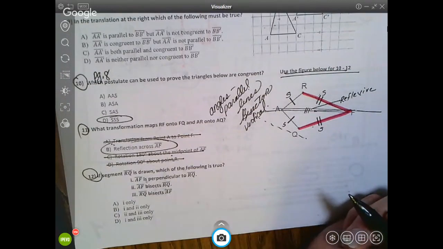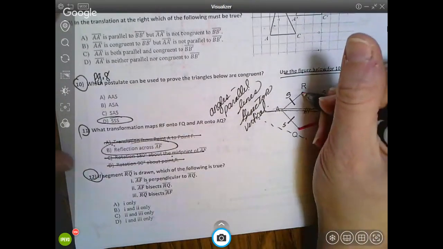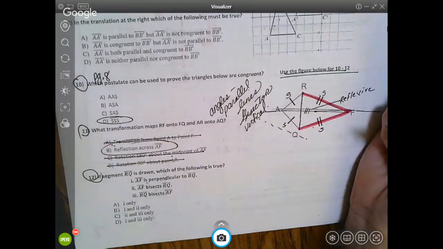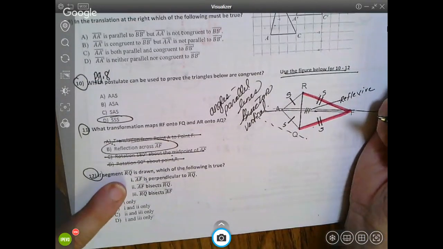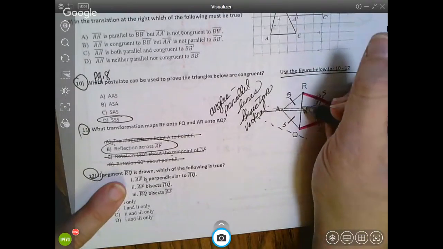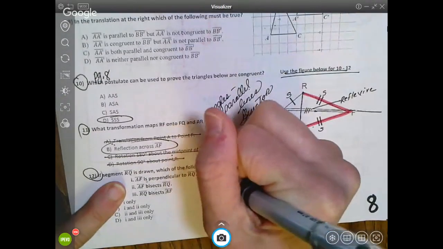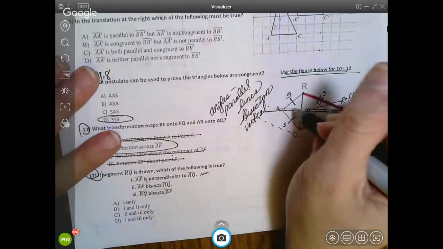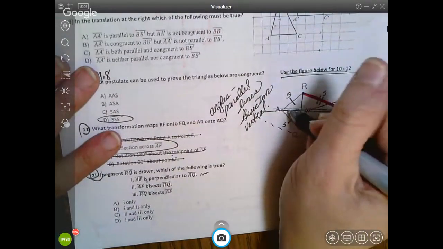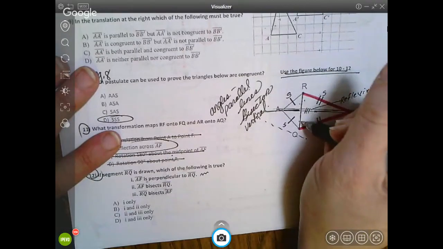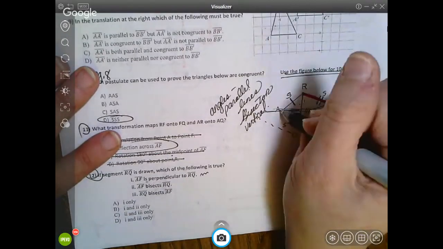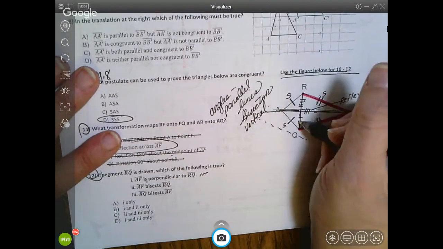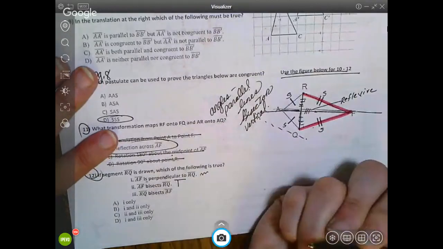If segment RQ is drawn, which of the following is true? AF is perpendicular to RQ. Well, I know that's true, but let's say you didn't know that was true. So we'll kind of put it like, I don't know. AF bisects RQ. Well, even looking at this picture, it looks like it does actually. Here's RQ. Because of the reflection, reflections create congruent parts. So we know for sure this is true.